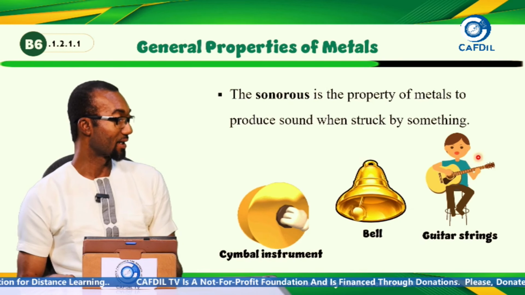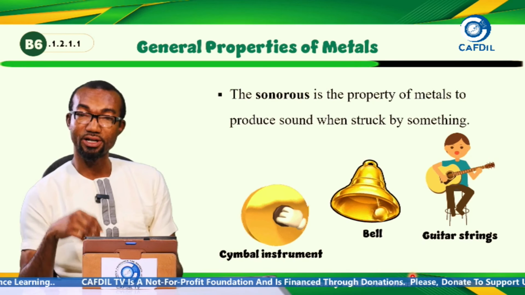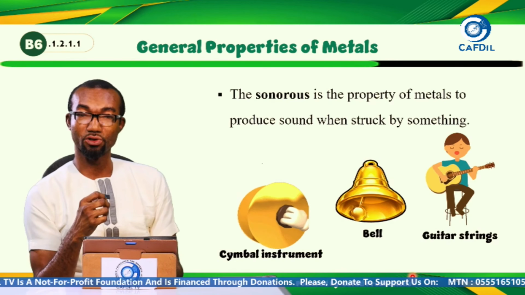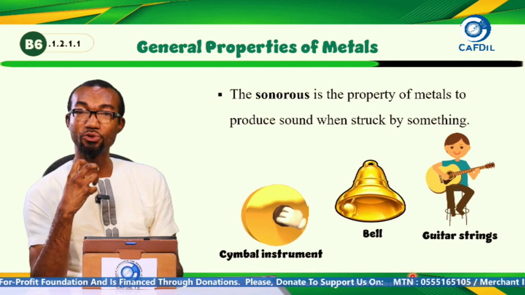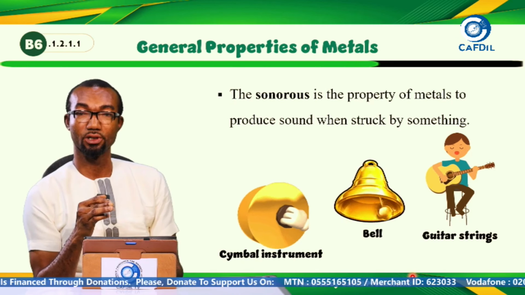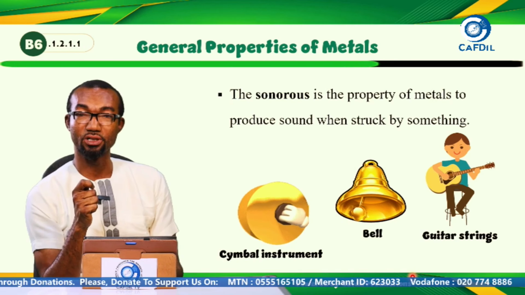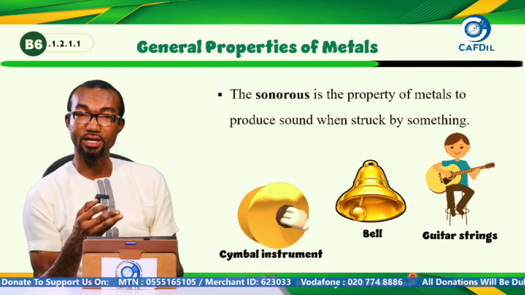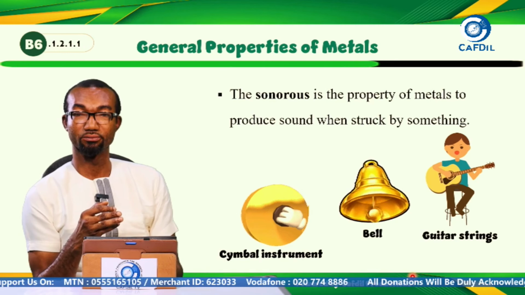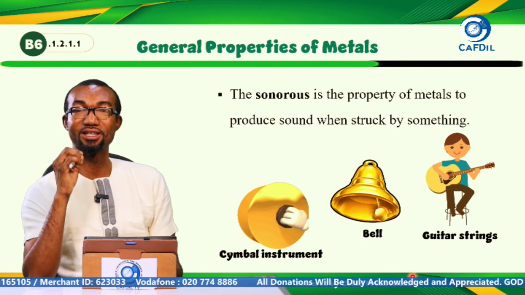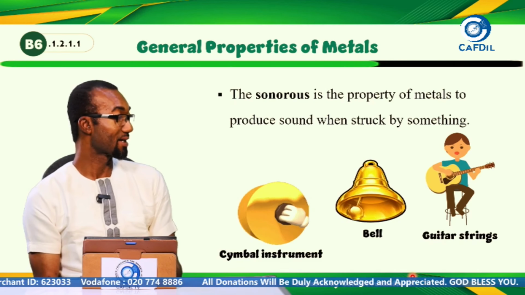If you look at guitar strings, they make noise when struck. That means that that metal is sonorous. So any metal that can produce sound when struck is called sonorous. Other than that, if you use wood to make a bell, when the bell rings, who will hear? Nobody will hear. So sonorous metals are metals that make sound.